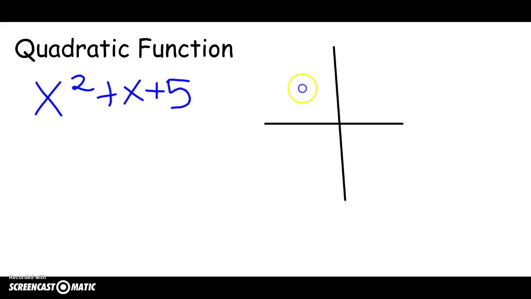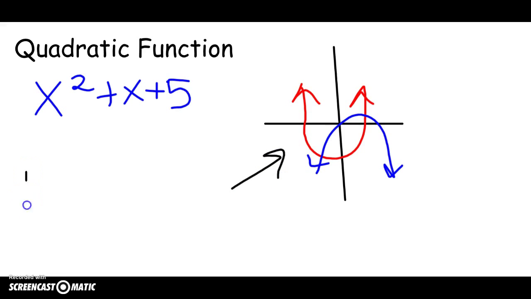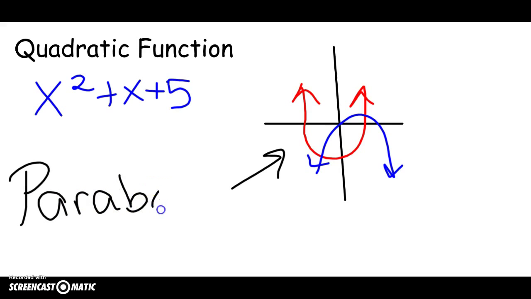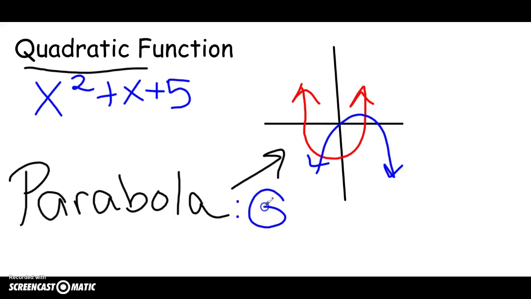And if the x squared is positive, the U goes up. And if the x squared is negative, the U goes down. And it could be anywhere on a graph. Those pictures, those U's, have a special name. That name is called a parabola. So anytime you see an equation with an x squared, it's called a quadratic function, and the graph of that quadratic function is a parabola. So a parabola is a graph. A quadratic function is an equation. So keep that in mind.